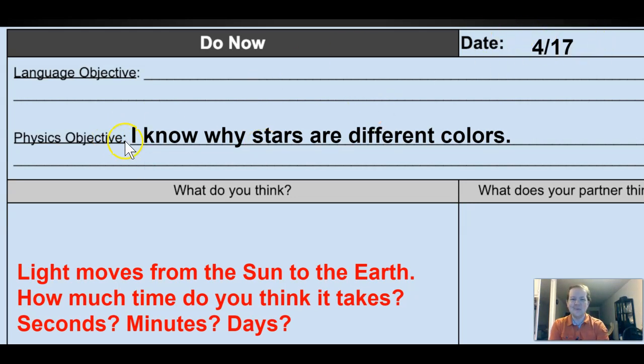Our physics objective: I know why stars are different colors. Okay, that's what we're going to try and learn today.